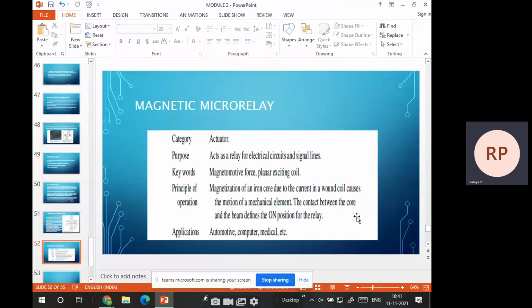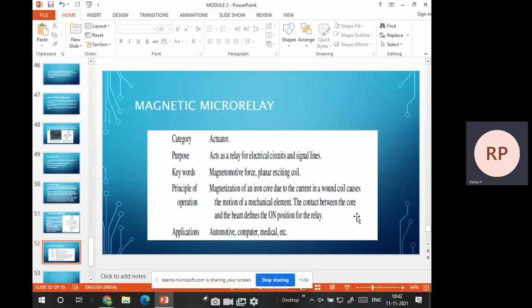Before going to this magnetic micro relay, you have studied about relays. Have you studied about relays? What is the job of a relay? Can you just tell me where you are going to use relays and how you would explain a relay to me? Are we using any relays in a mechanical system, a complete mechanical system? What do you mean by relay?